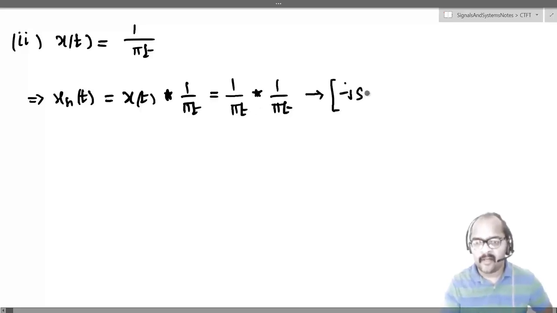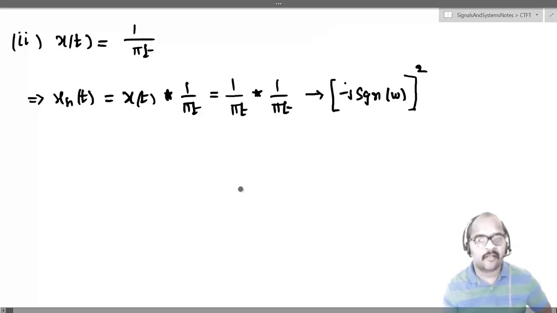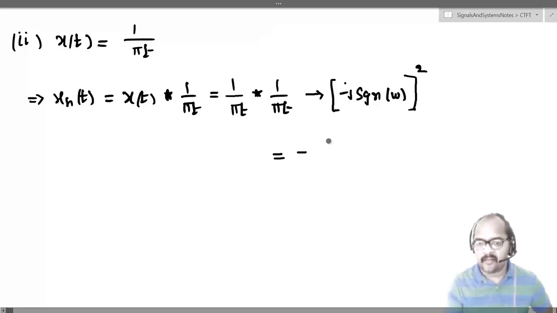So what will be the Fourier transform? 1 by pi t has minus j signum of omega, and 1 by pi t again will have minus j signum of omega, and hence the overall Fourier transform would be minus j signum of omega whole square. So this should be equal to how much here? Minus 1 whole square is plus 1, j square is minus 1, and signum of omega square is how much? If you multiply the signum function with itself, you get 1. So signum of omega into signum of omega is equal to 1.